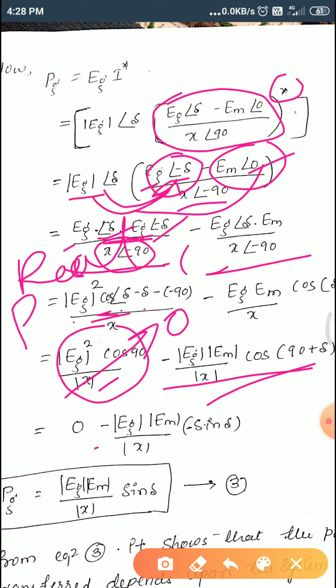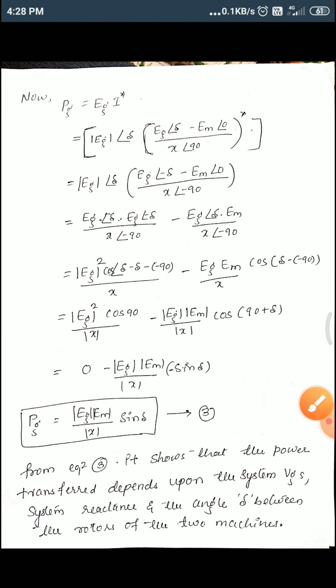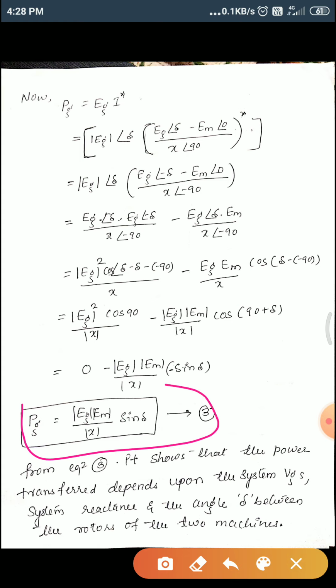Then consider this, it is minus E Em divided by X. Cos of 90 plus delta is minus sin delta. So this minus and this minus get cancelled, minus into minus is plus, so Pe will be equal to E Em divided by X into sin delta. This is the generated power of the synchronous generator. What this equation shows is that the power transfer depends upon the system voltage, the system reactance, and the angle delta of the rotor of the two machines.